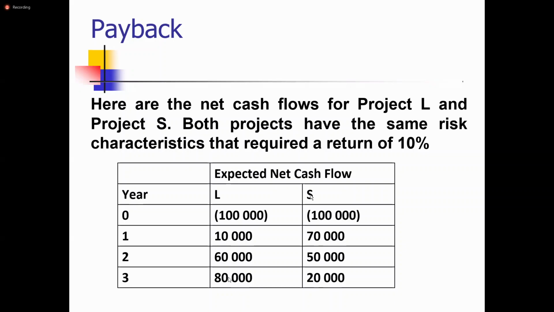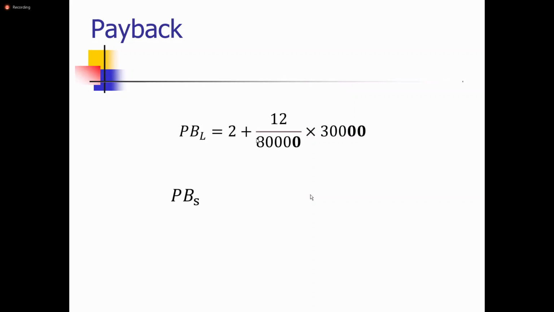is 80,000. So then simply you can look at the argument like this: 2 years plus, if 80,000 comes in 12 months, how many months are required for 30,000? Simply by solving this formula, 12 divided by 80,000 times 30,000, you get the payback. You are getting the same answer: 2 years and 4 months. Yes, this is 2 years and around 4 or 5 months.